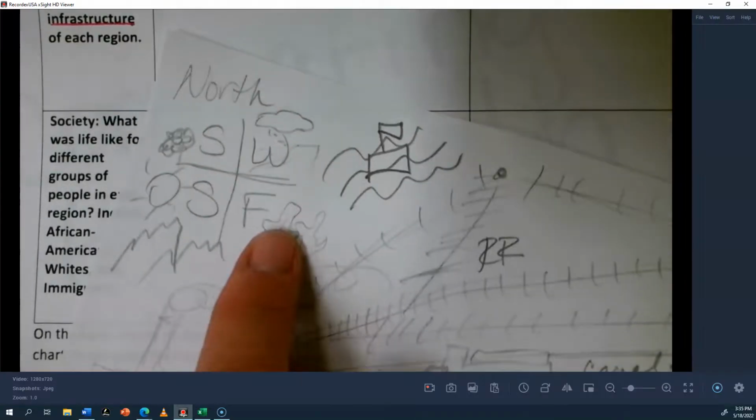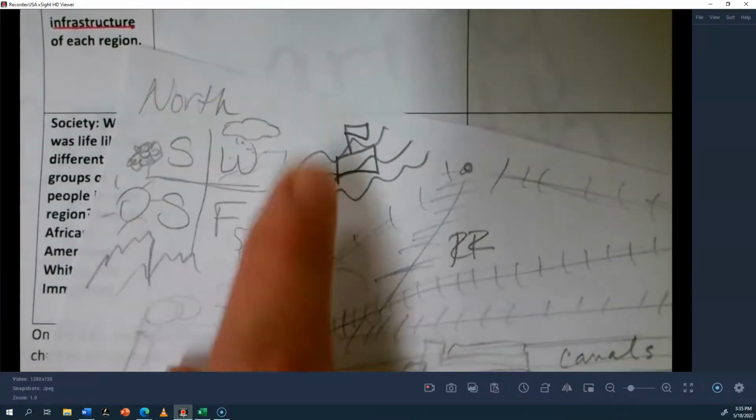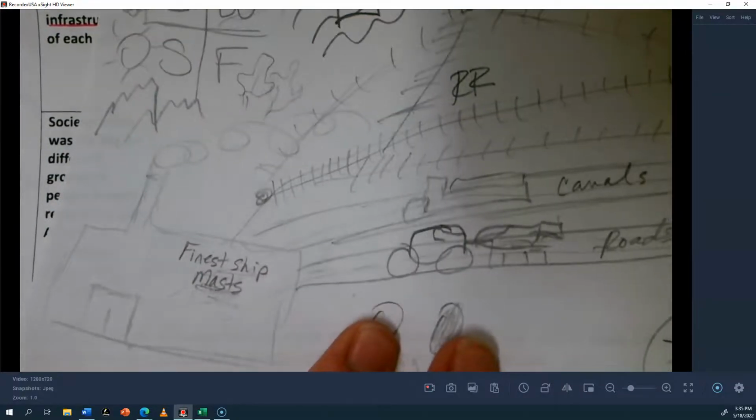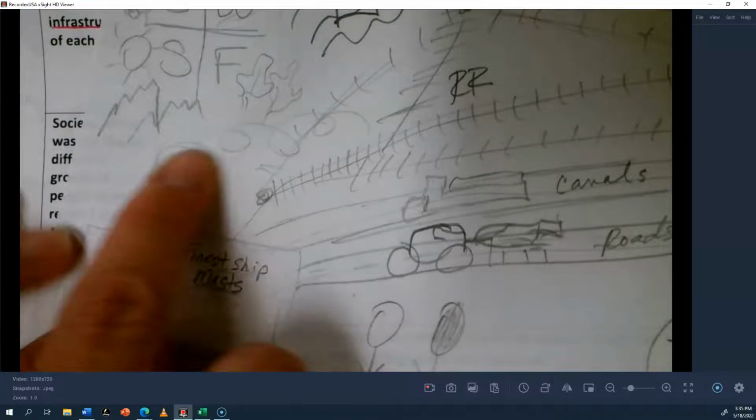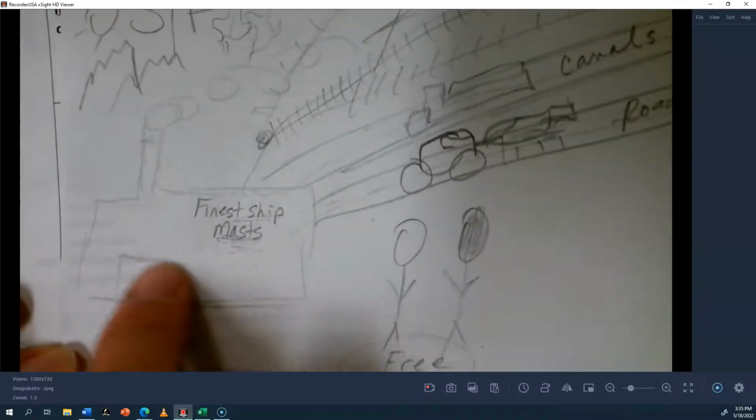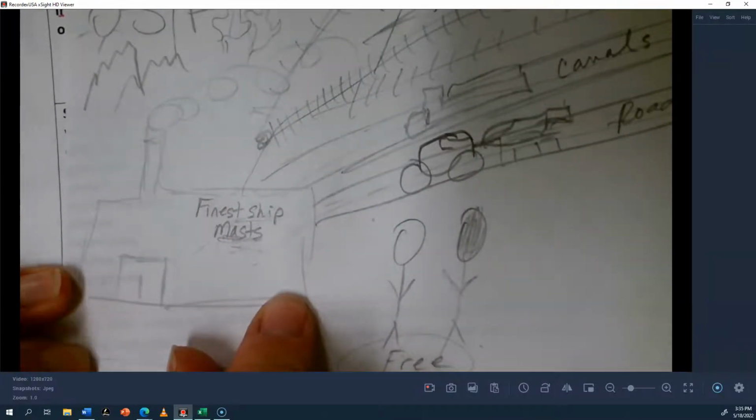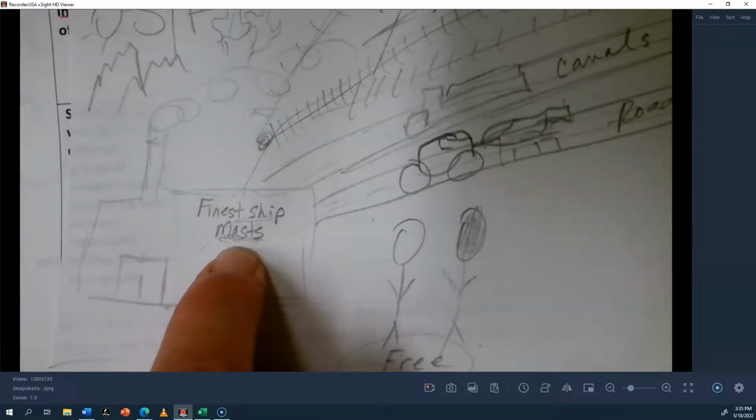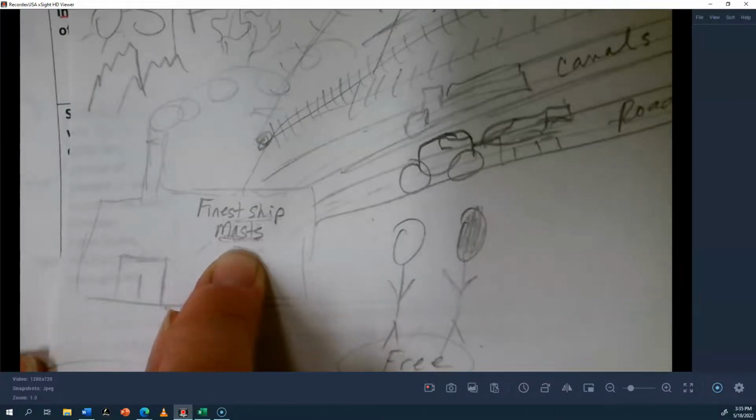What I did is I started with the North. I started with climate and weather. Then I went to industry, and to show the relationship between the North and the South, this is my bad factory, I put finest ship masts. What's the mast of a ship? We're manufacturing parts of ships, right? Do you think we might need cotton? Yes. Okay, so we might be importing cotton from the South.